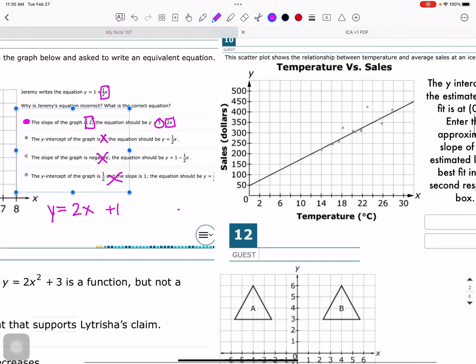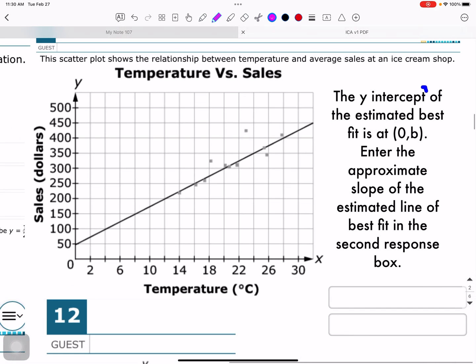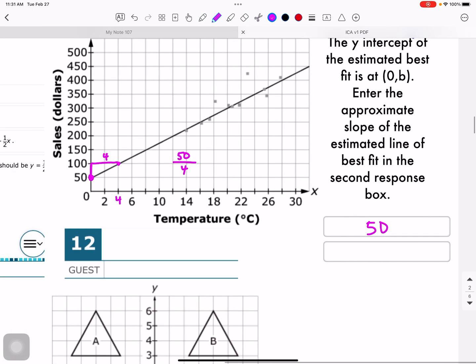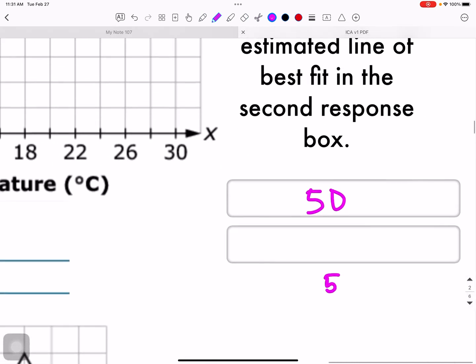Okay, number 10. Where does this thing start? It starts right there at 50. What's the slope? Let's see, it goes from there to there. So it goes up, not one box. It goes up actually from 50 to 100. So it goes up 50 over 4. If you put that, you're wrong. Up 50 over 4, you're wrong.